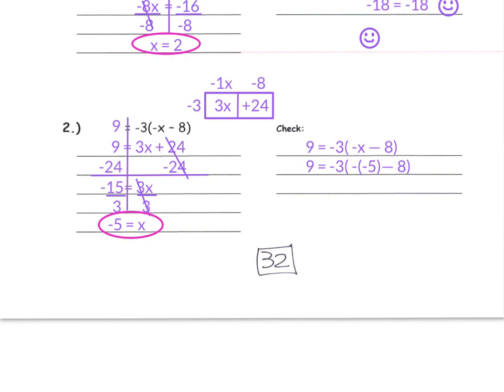Now remember, we're not just writing that 9 equals 9. We're going to now type in our calculator, -3, parenthesis, negative, parenthesis, -5, close parentheses, -8, and then close another parenthesis, hit enter, and when we do that, we do get a 9. So that tells me that this does indeed check. I did get the same number on each side of my equation.